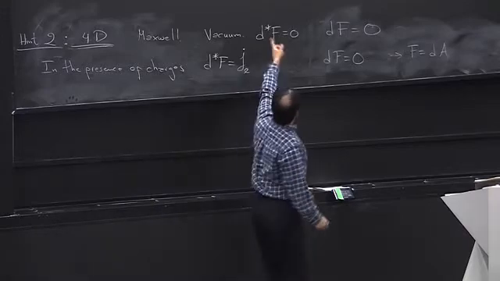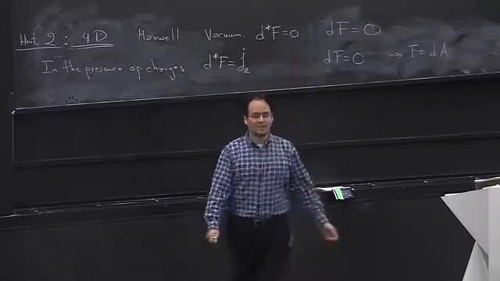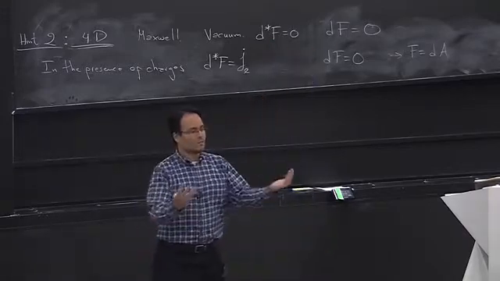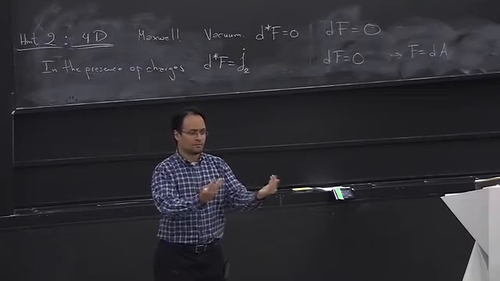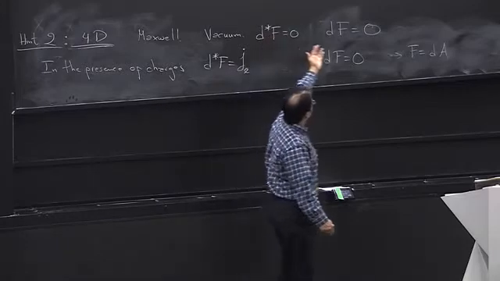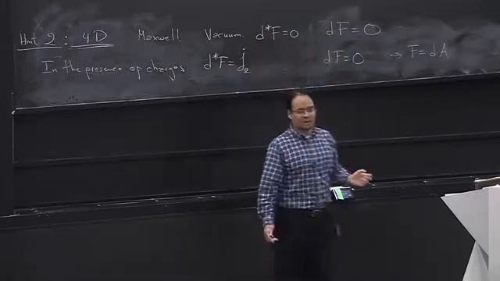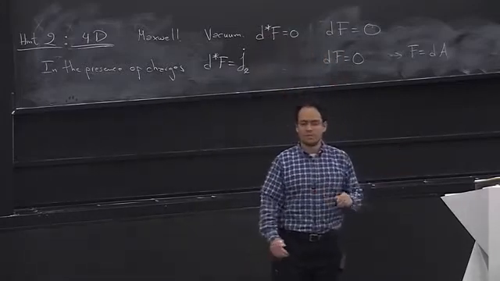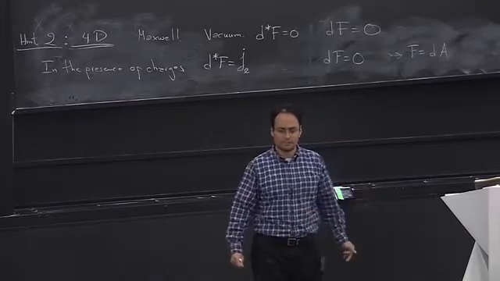However, if you look at the equations in the vacuum, it seems that Maxwell's equations have a symmetry. What is the symmetry in the vacuum? Well, you can exchange F and F star, and you wouldn't know the difference. The equations are invariant under that transformation.